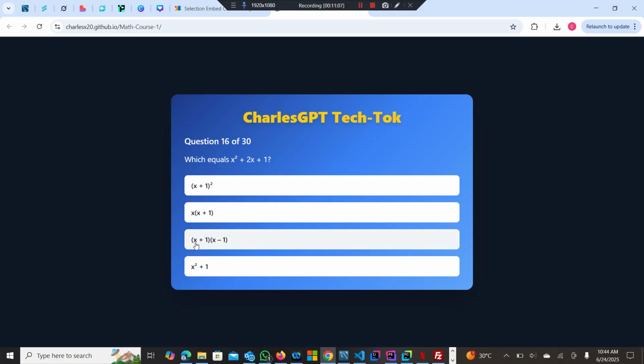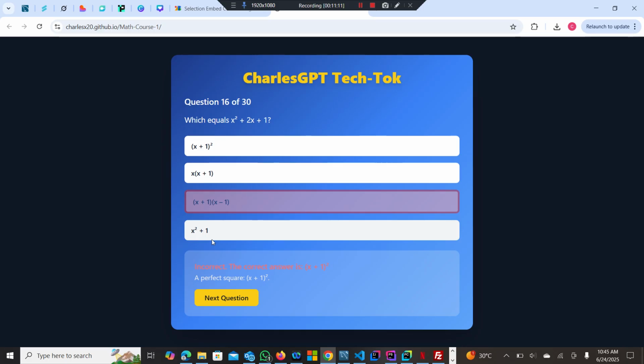Let me see, x squared is, just this. Oh, I failed it. So if you got it, good luck with that. The correct answer is x plus 1 squared. You see this red line, I just wanted to show you guys the red line. It shows you that you failed it, and it gives you the correct answer: x plus 1 squared, the perfect square.